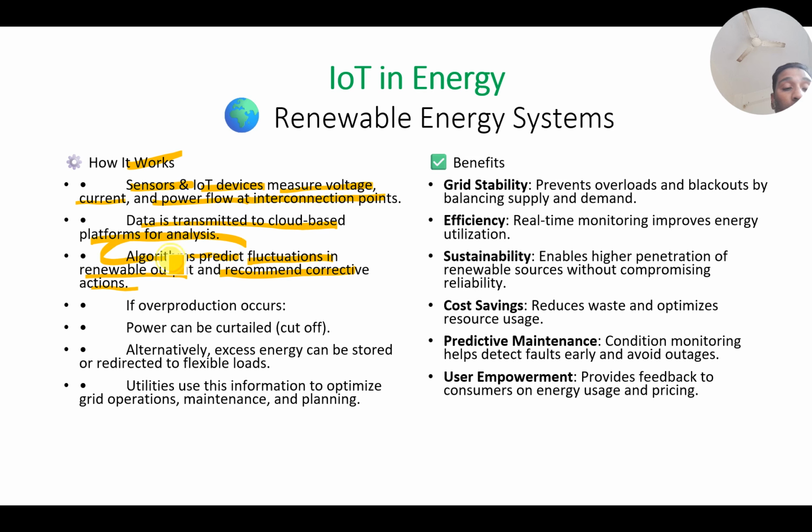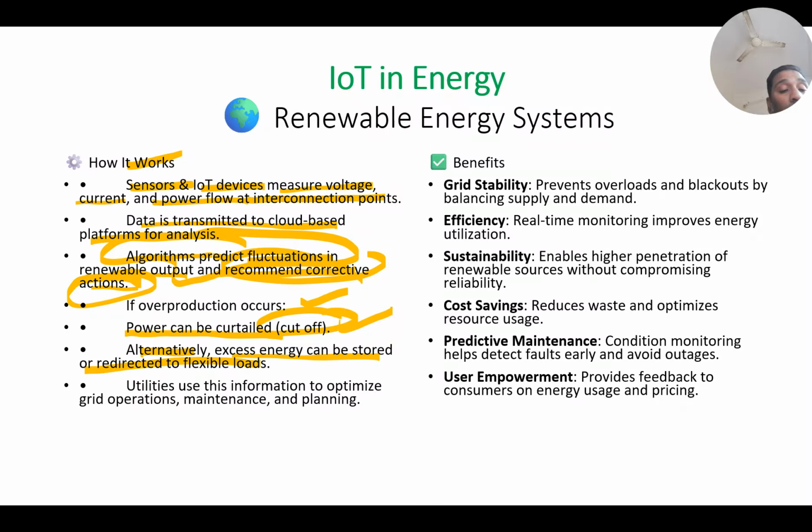They will check whether there is any fluctuation in the energy output, right? Then in such scenarios, they will recommend the corrective actions. For example, if overproduction occurs, power can be curtailed, that is cut off. Either solar energy or wind energy or thermal energy, you cut off from the grid and stop production there. Alternatively, excess energy can be stored or redirected to flexible loads. Utilities use this information to optimize grid operations, maintenance and planning.